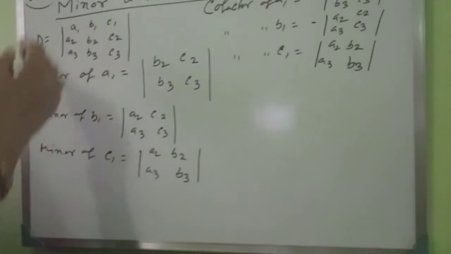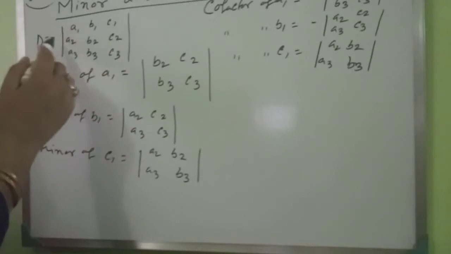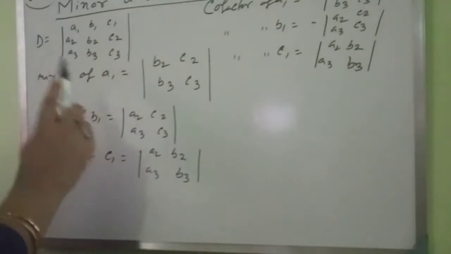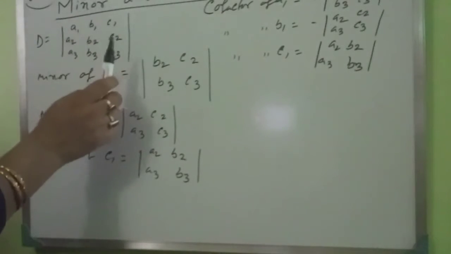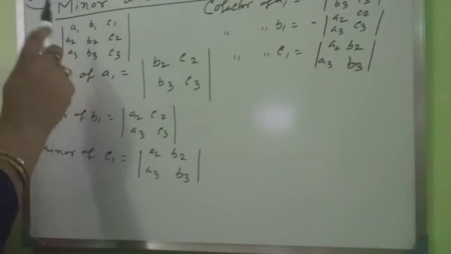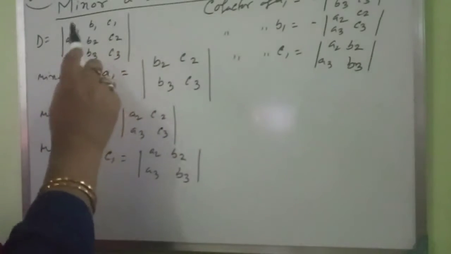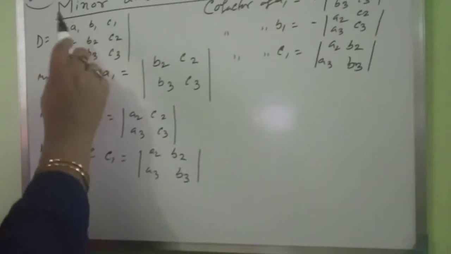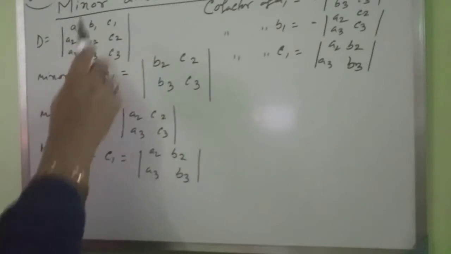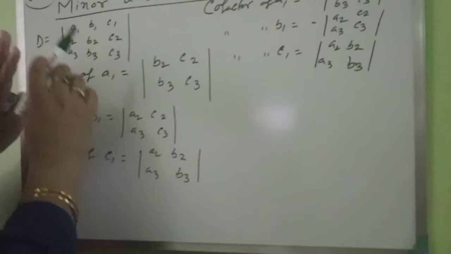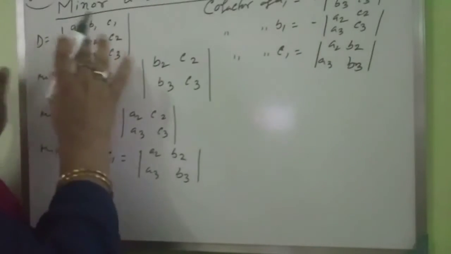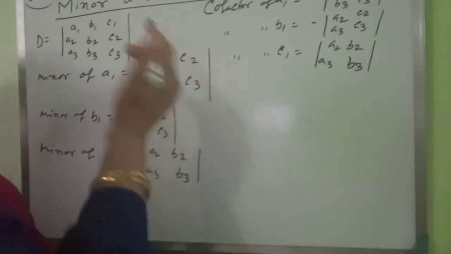Now what is the minor of an element? We can find the minor and cofactor for each element of the determinant. Here A1 is one element. So what is the minor of A1? Minor of A1 means the same as before. Already we have done in the previous video how to expand the determinant.